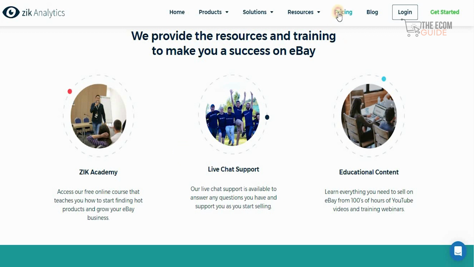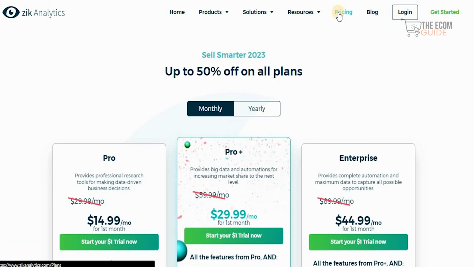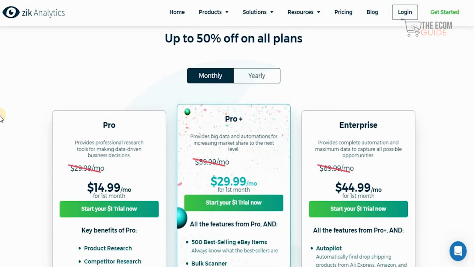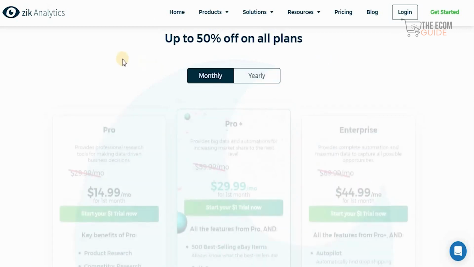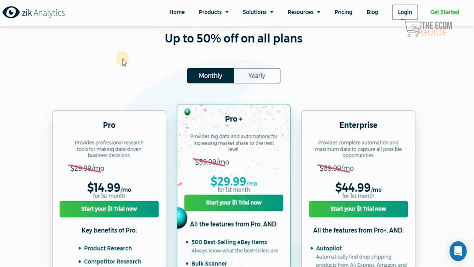So you might be thinking, how much is this going to cost you? Now this is where everything gets really interesting, guys. You have 3 different plans available: the Pro, the Pro Plus, and the Enterprise. Now you can pay monthly or you can pay yearly. If you pay yearly, you actually save a little, but if you pay monthly, you will also get some sort of discounts.